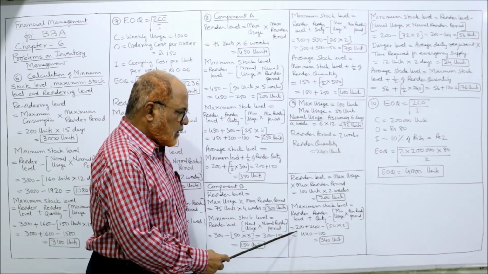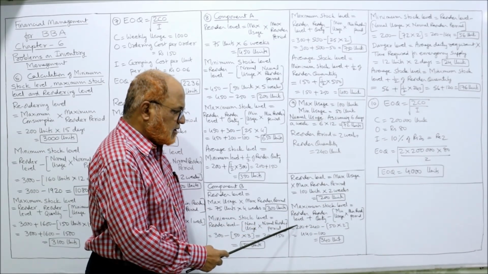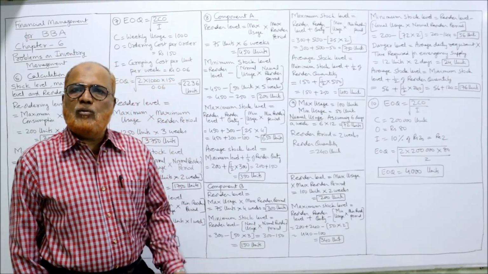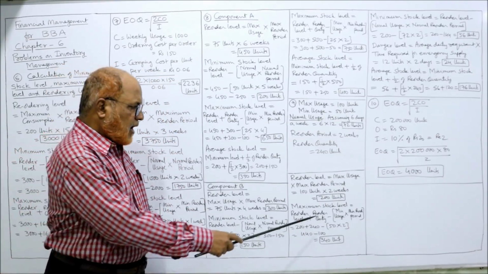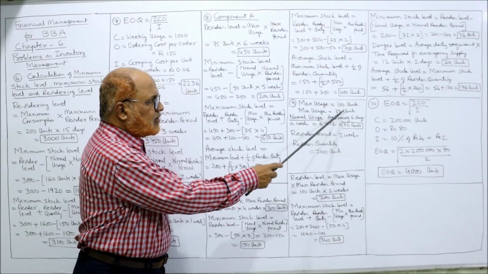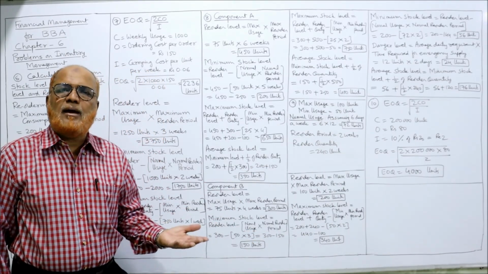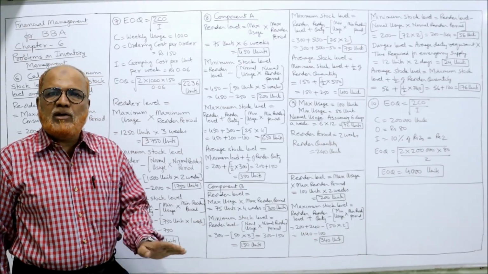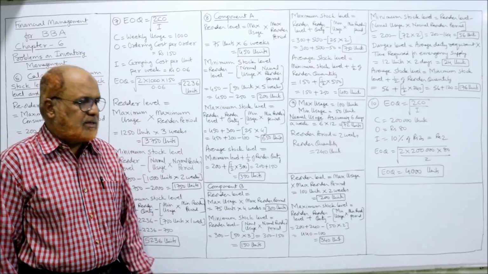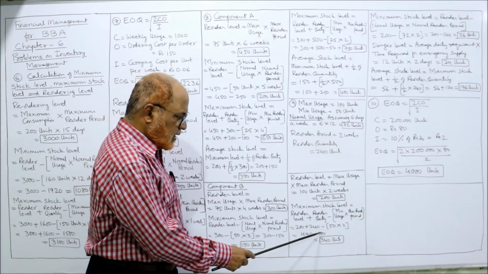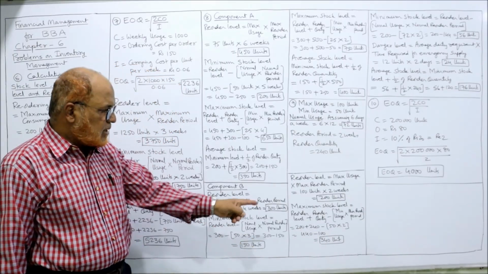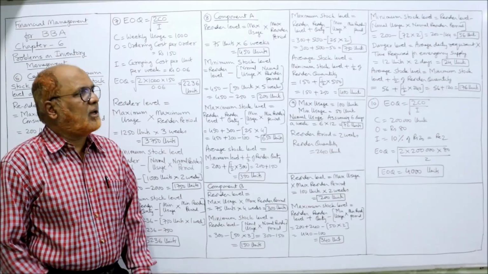So reorder level is 200 units, just now we have calculated. Reorder quantity is 240 units, given in the problem. And minimum usage is 50 units, into minimum reorder period, which is the same 2 weeks. We are not given maximum and minimum, only 2 weeks is given. So 240 plus 200 minus 50 into 2, 340 units is the maximum stock level.